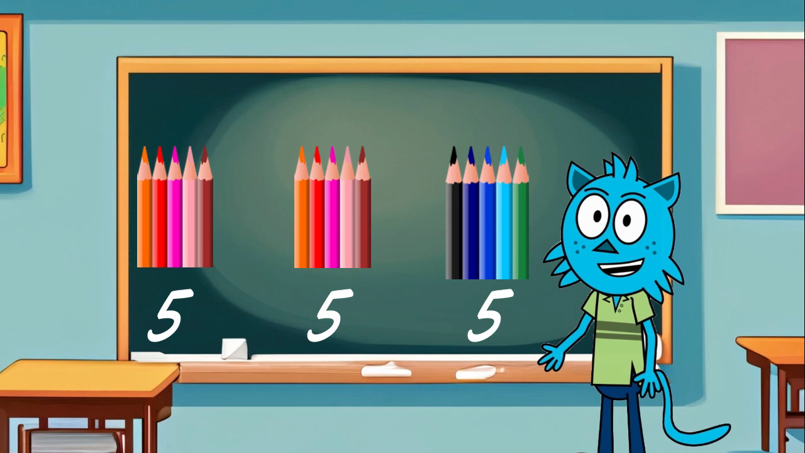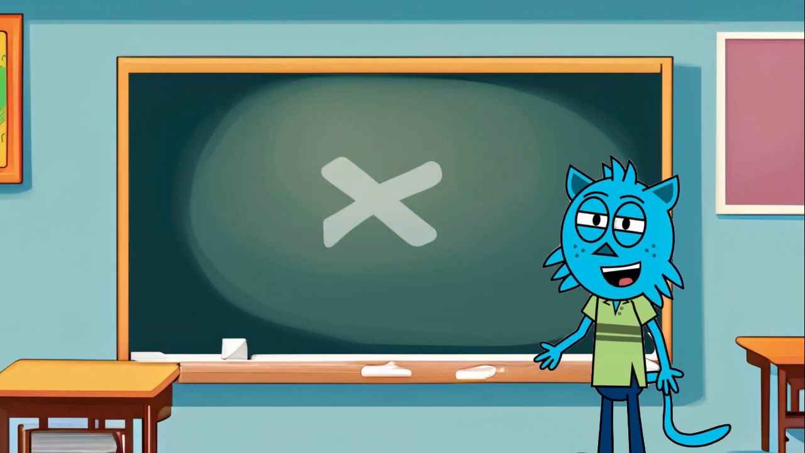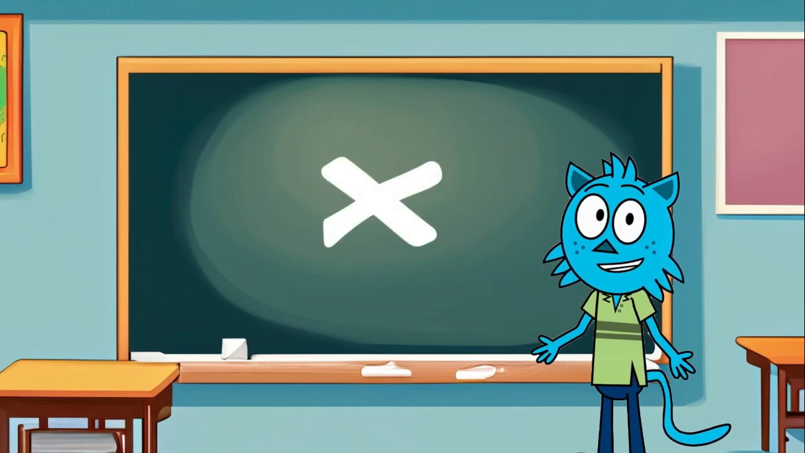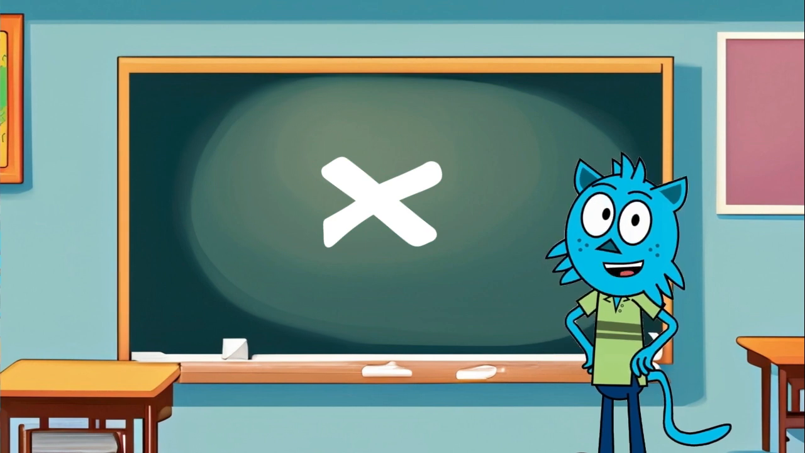Let's learn the multiplication sign. Can you make this X shape with your arms? The X means to multiply the numbers. We'll do some multiplication examples together next.